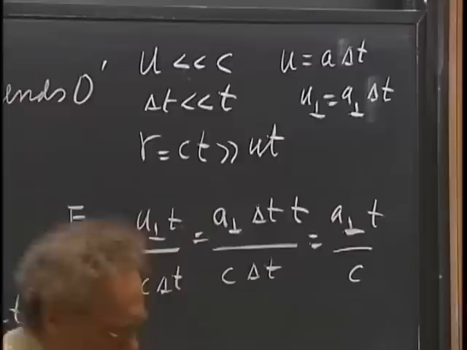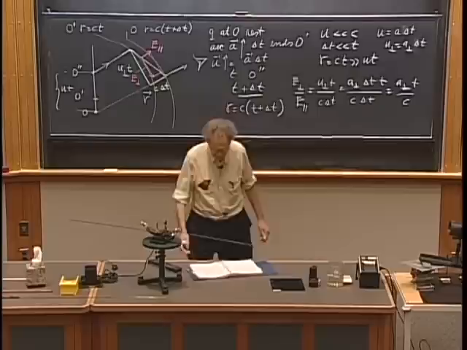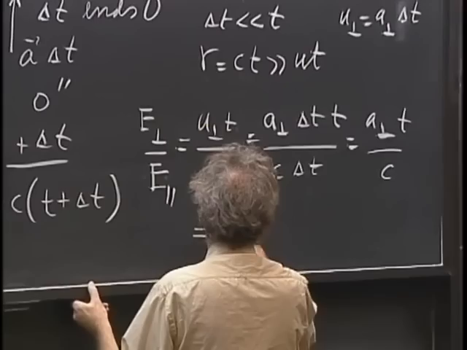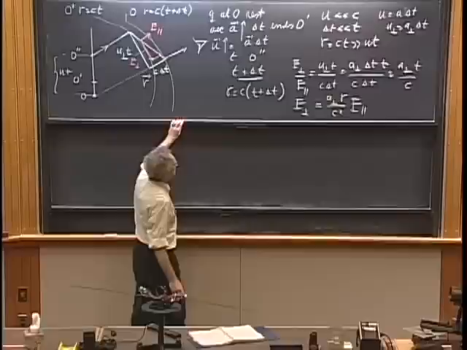If now I can calculate what E parallel is, I'm done, because then I know what E perpendicular is. I put the E parallel here, and I am in business. Before I do that, I want to eliminate T, and I'm going to write for this T, R divided by C. So it is also A perpendicular times R divided by C squared. And so I can write down now that E perpendicular is this times E parallel. How do we find E parallel? 8.02, Gauss's law.